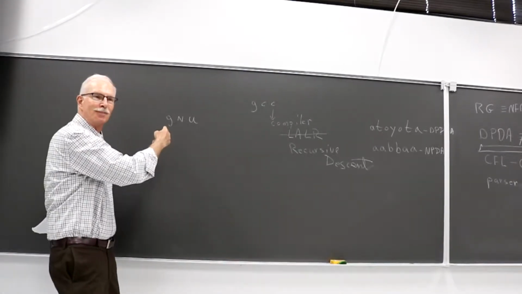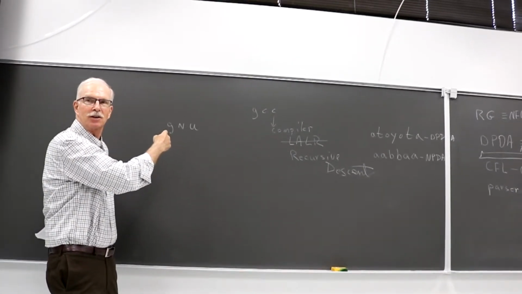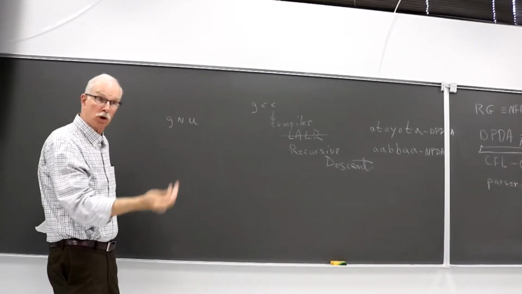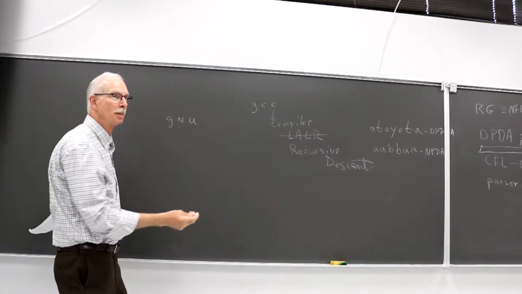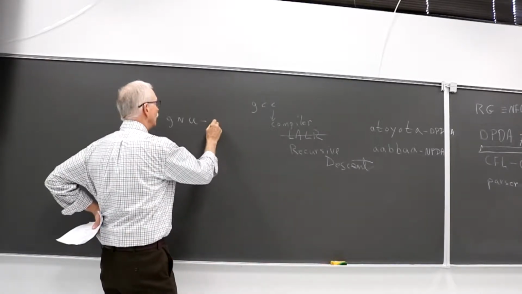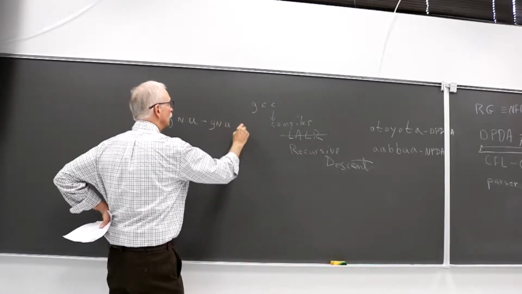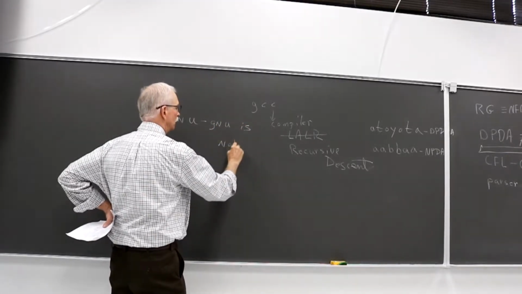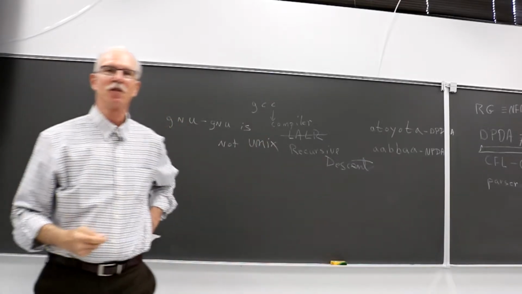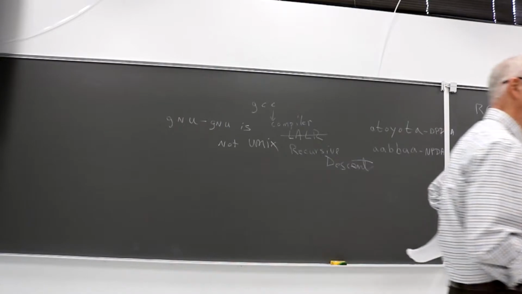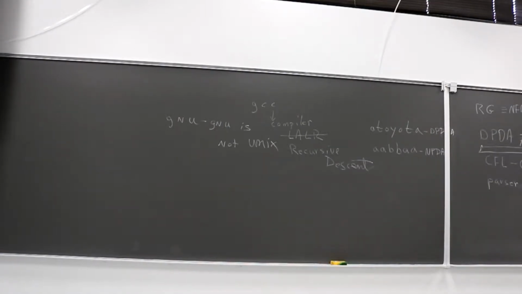But I like this. Everything in computing's an acronym, right? And you've heard of GNU, right? They provide free software. You know what GNU stands for? It stands for GNU is not Unix. And so it's a recursive acronym. I like the idea that it's a recursive acronym. Now, why they don't want it to be Unix, I don't know. But that's what it says.